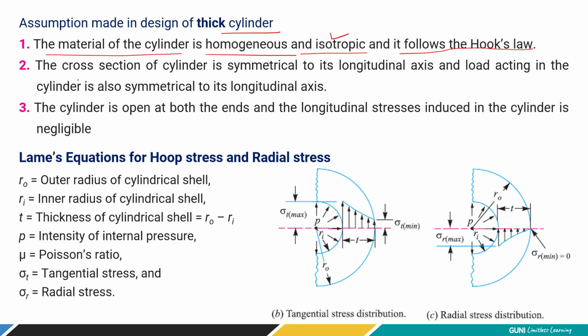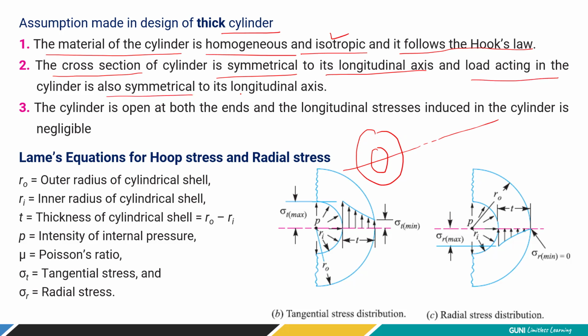The second assumption is the cross section of the cylinder is symmetrical. This is important with respect to its longitudinal axis. The thick cylinder is symmetric about the longitudinal axis, right? And the load acting on the cylinder is also symmetrical to its longitudinal axis. So whatever force is exerted by the fluid pressure is also uniform and symmetrical. It is not like on the left side it is higher, on the right side it is lower, right? These are the assumptions. The cylinder is open at both ends.